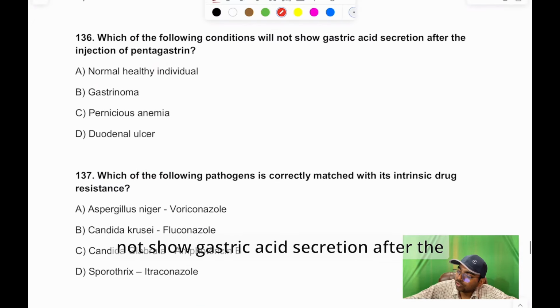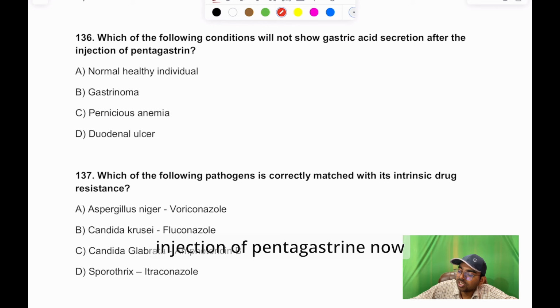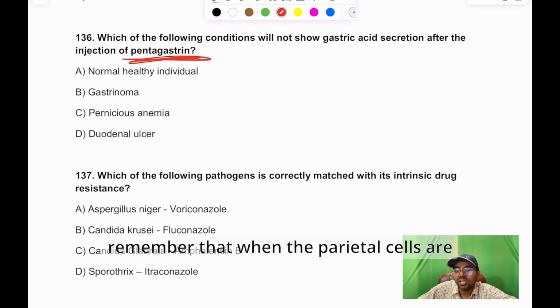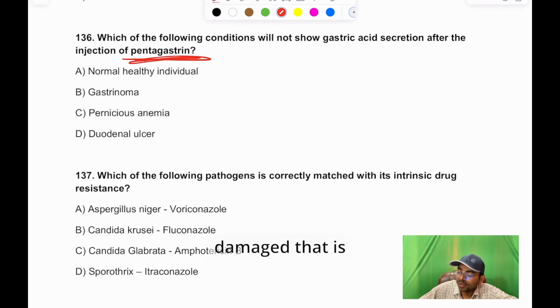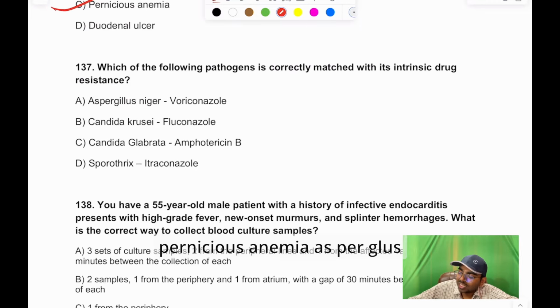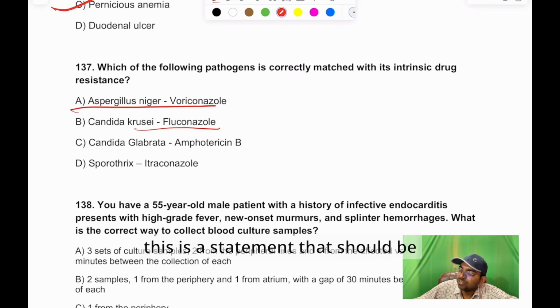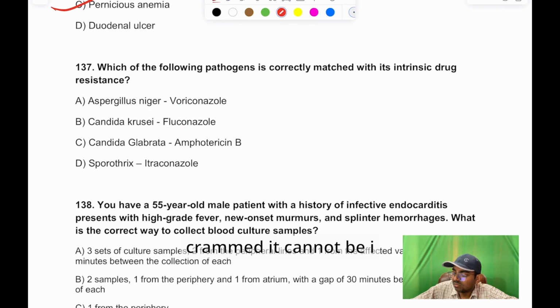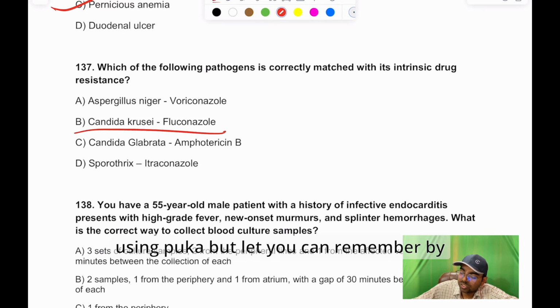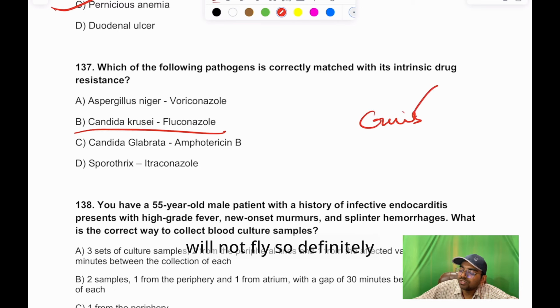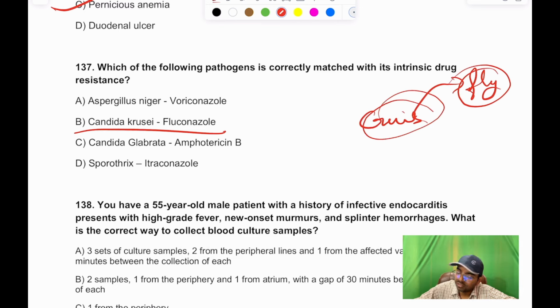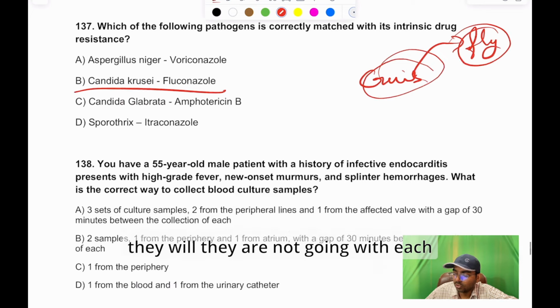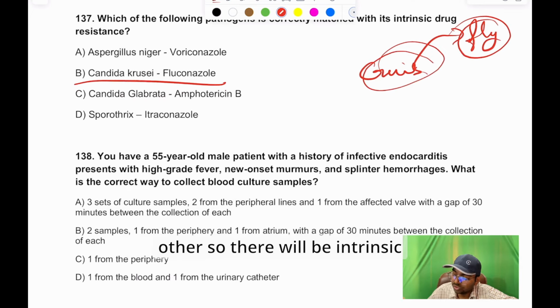Now, which will not show gastric acid secretion after the injection of pentagastrin? Pentagastrin, you should remember that when the parietal cells are damaged, that is pernicious anemia. Aspergillus, Candida krusei, fluconazole. See, this is a statement that should be crammed. There is a very rare chance of using a trick, but you can remember it as a cruise ship will not fly. So definitely they are not going with each other. So there will be intrinsic resistance.